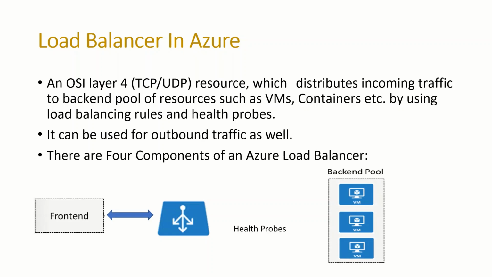Then your health probes. With the help of health probes, your load balancer monitors the health of your backend resources so that it can find out whether a backend resource is healthy or not, and decide whether to send traffic to that resource. And when these three things are in place, you can configure your load balancing rules. Based upon that, it maps the incoming IP and protocol to the backend virtual machine's port and protocol. So that's all about the components.